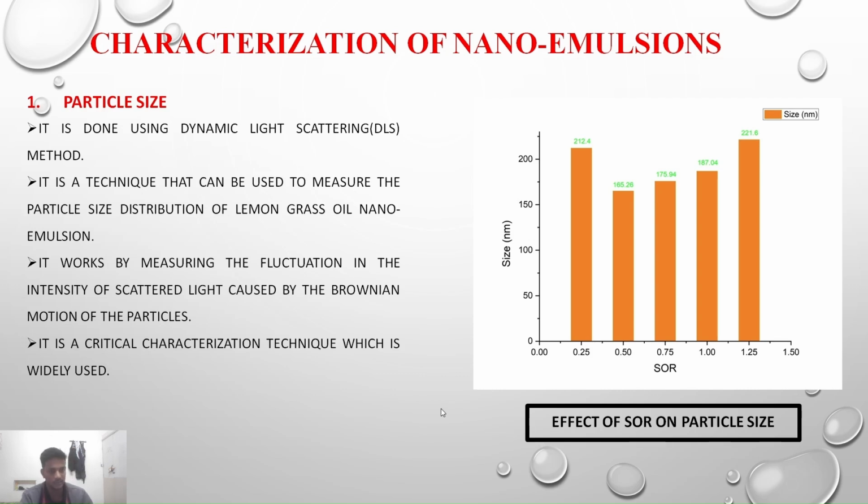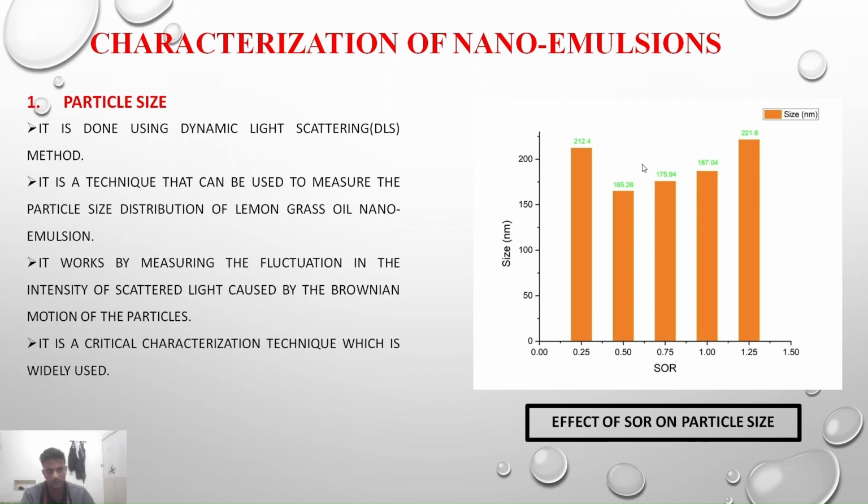One more thing I will mention here is that this experiment was carried out by varying the SOR, that is the surfactant to oil ratio. Here we can see this is an SOR of 0.2. Suppose the surfactant taken was 1 gram, then the oil taken was 4 grams. And similarly here is the surfactant to oil ratio, and this is the size.